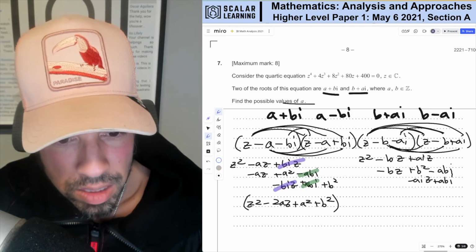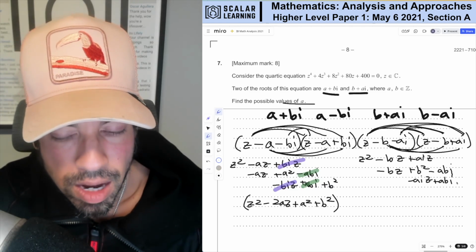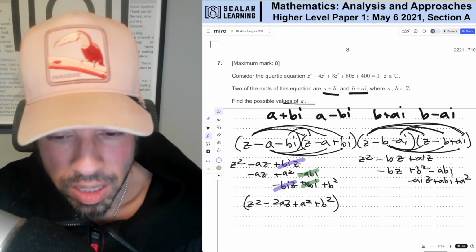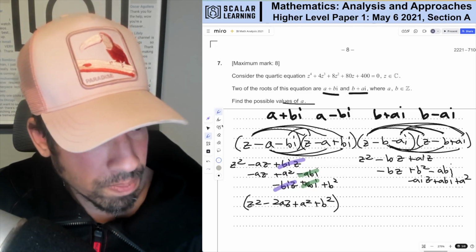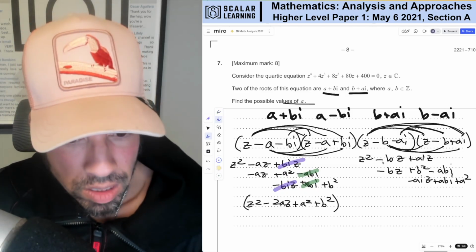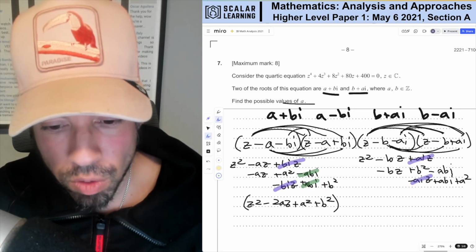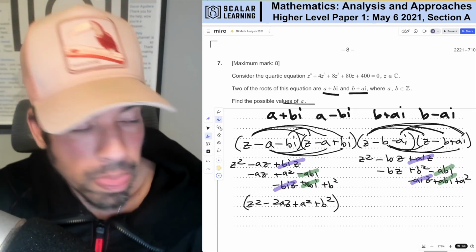And then last but not least, negative ai times positive ai is negative a squared i squared, which is positive a squared, once again, because i squared is -1. So what can we cancel out here? Once again, these imaginary terms are gone, which is, if you're doing that, you're on the right track. And these are gone as well.